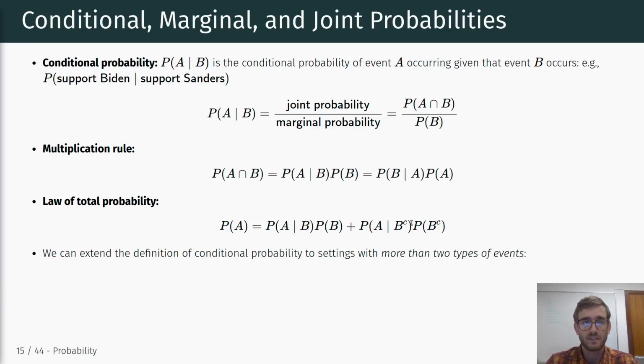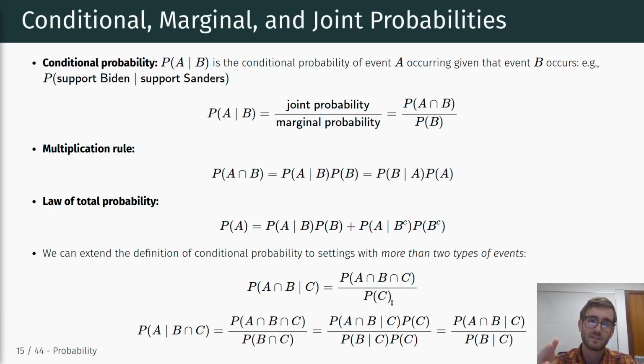We can also extend the definition of conditional probability to settings with more than two types of events. So for example, if we have the intersection of A and B conditional on C, we can write this again as the joint probability divided by the marginal probability, which is just the intersection of all three events divided by C in this case. Okay.